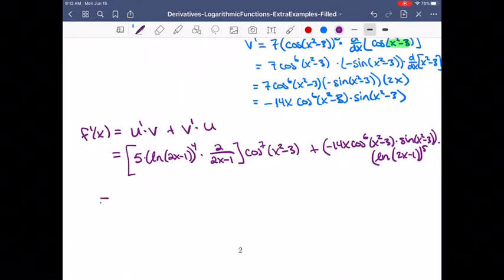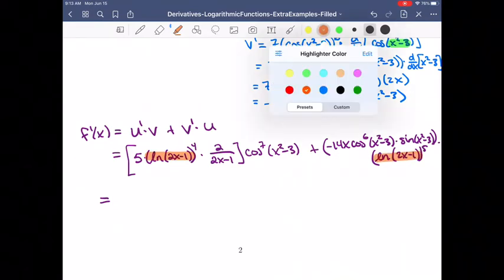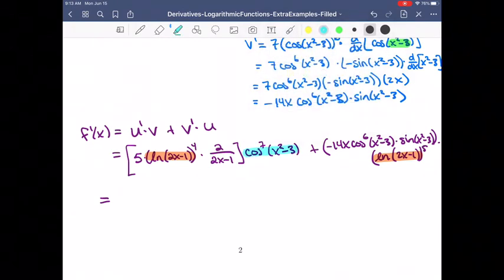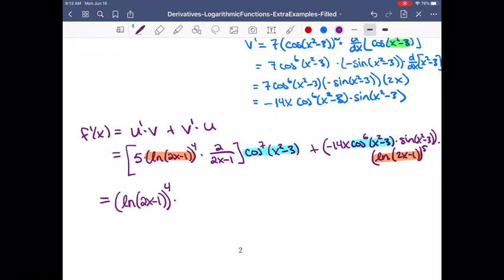Okay, so we're going to have some like terms in here that we can factor out. Okay, so ln of 2x minus 1 appears to multiple powers, as does cosine of x squared minus 3. So I can factor those out to the front to the smaller power. Okay, so I'm going to have ln 2x minus 1 all to the power 4 times cosine to the power 6 x squared minus 3.